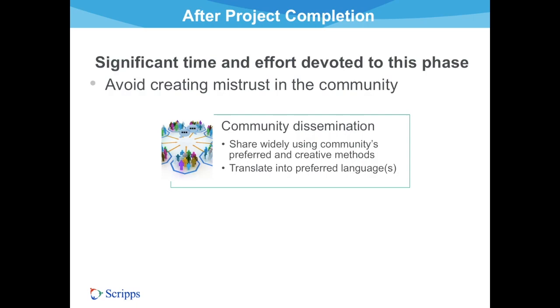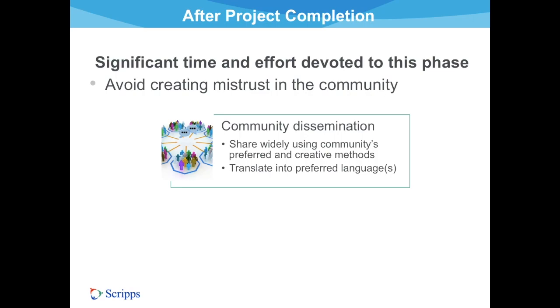After data collection and analysis completion, significant time and effort should be devoted to the phase of dissemination and beyond. This is often a step that researchers neglect to communicate clearly to community members, and this can create a great deal of distrust in the community. It is important that the following be addressed. Community dissemination. Make sure that information is disseminated back to all levels of the community organization. Ask about how they prefer to communicate, and consider creative ways of disseminating information. Make sure your data is translated into the community's preferred language or languages.